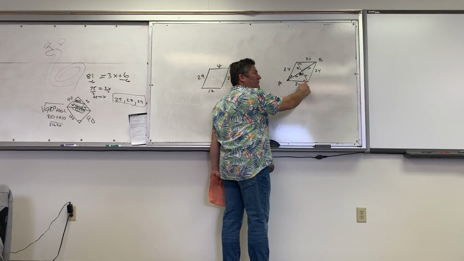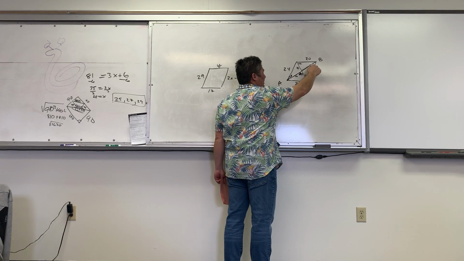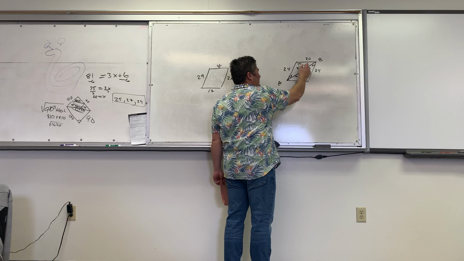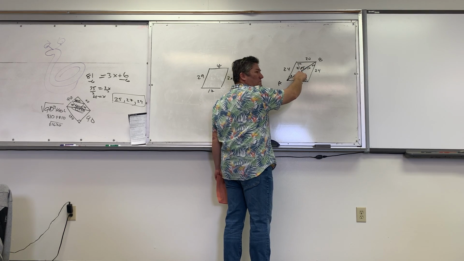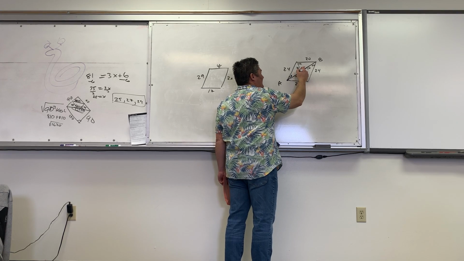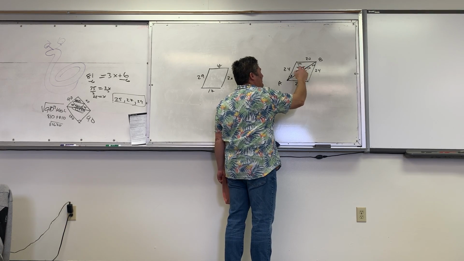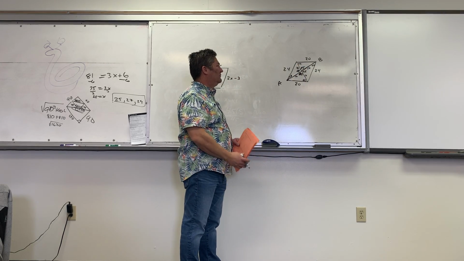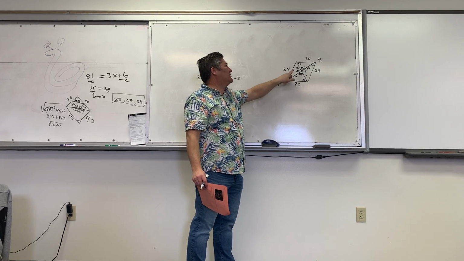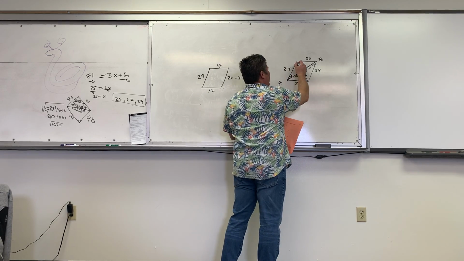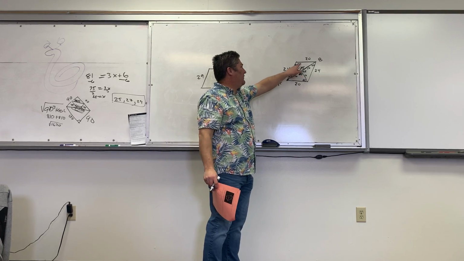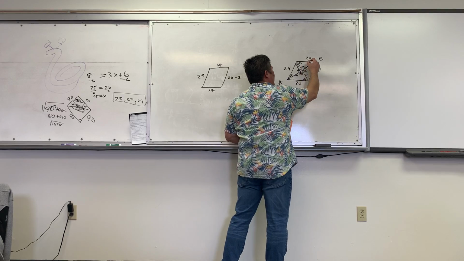What's this angle down here? 62. What's this angle up here? 28. What's this angle right here? 85. What's this angle right here? It's supplementary to 85, right? 95. What's this angle right here? 95. Now, what's this angle? Take 95 plus 28 and subtract it from what? 180. And I get 57. Now, some of you did this angle: 85 plus 62, subtract it from 180, and you get 33. Now can you fill in the rest?